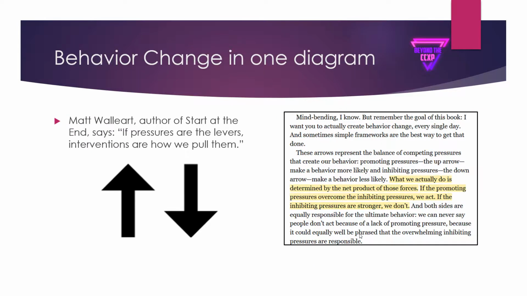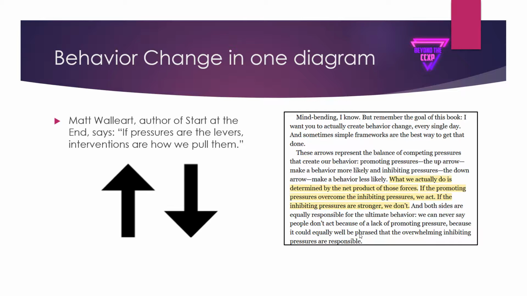So now we've been kind of simplifying as we've been going. Now we look at behavior change in one diagram. Matt Weyart, who is the author of Start at the End, says to think about the world in terms of pressures. And he says if pressures are the levers, then interventions are how we pull them. His framework is two arrows. He said literally think about the world like this.